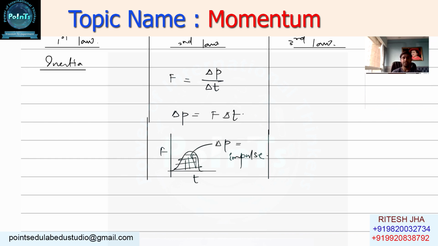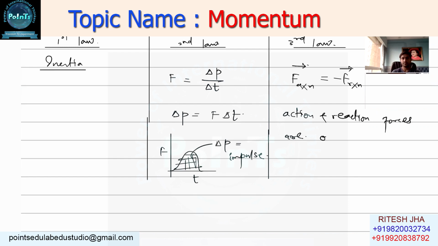Action and reaction pair. This says that the action force is equal to the reaction force, but in the opposite direction. So I should show the negative sign there. Now remember one thing, that action and reaction forces are on two different objects.